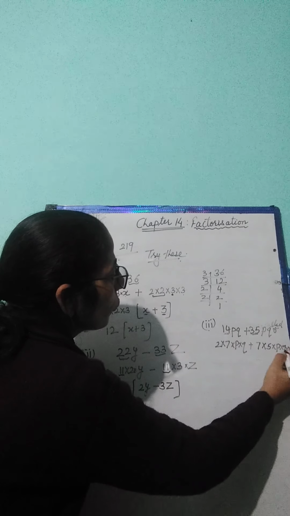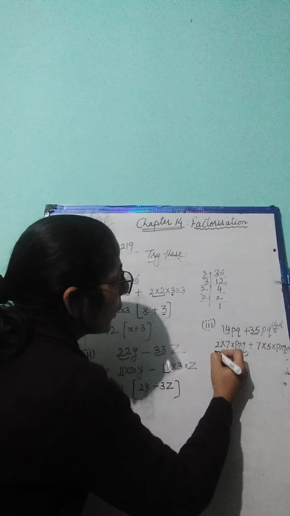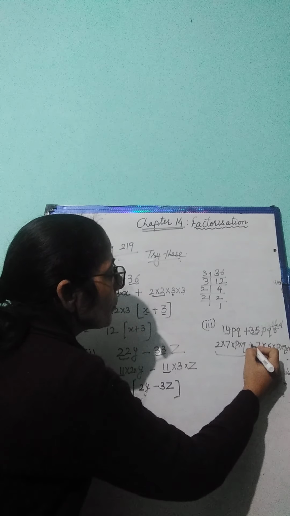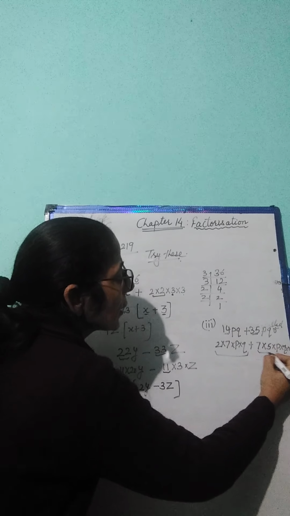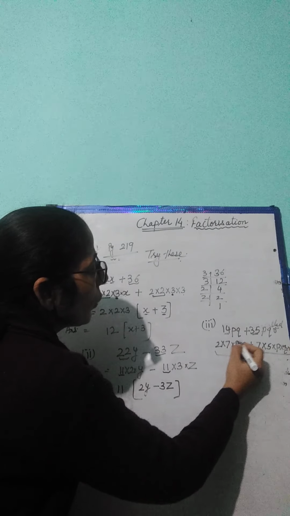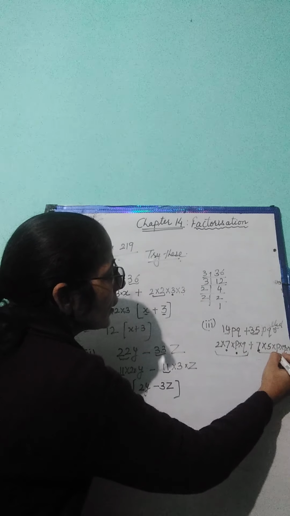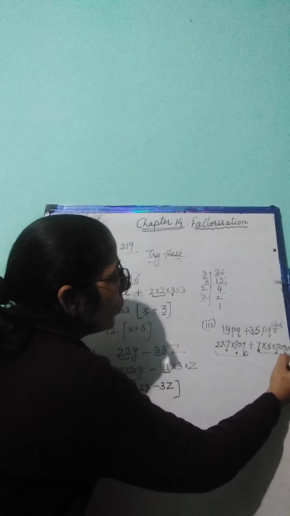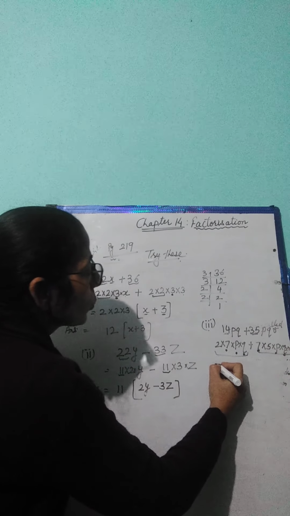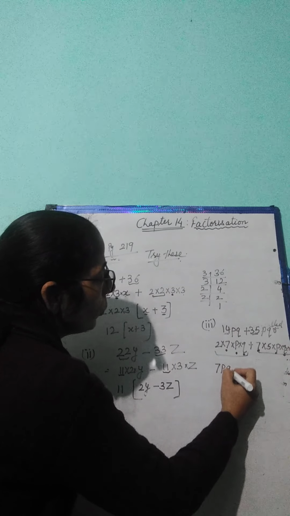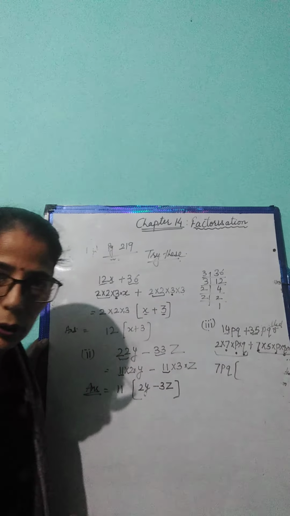Now find out what is common in this. See, terms are separated by plus or minus. So what is common here? It is having 7, it is having 7. It is having p, it is having p. It is having q, it is having q. So 7pq is common. Now put the bracket.